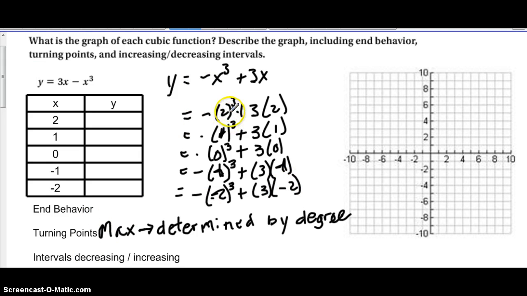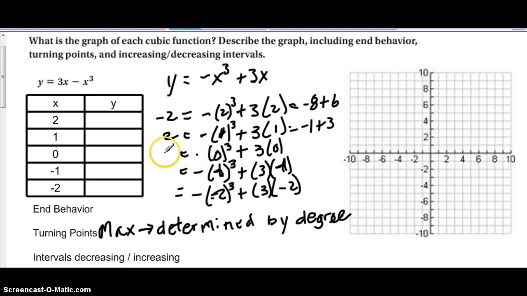So let's take a look at these. This is 2 cubed, which is 8. That's going to be negative 8. Negative 8 plus 6 is going to equal negative 2. This is going to be 1 cubed, which is 1. So it's going to take the opposite, negative 1 plus 3. It's going to equal 2.